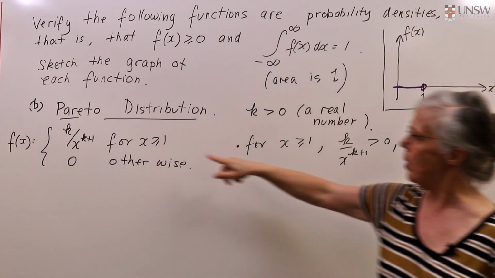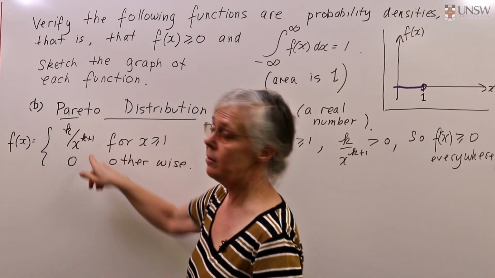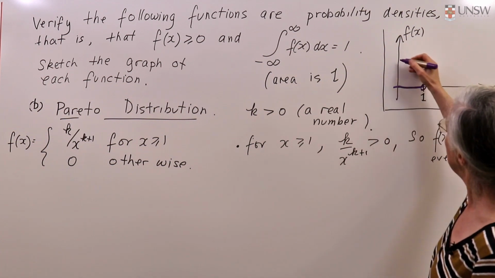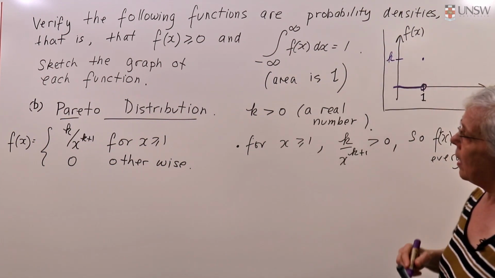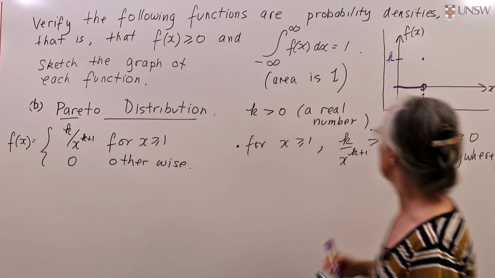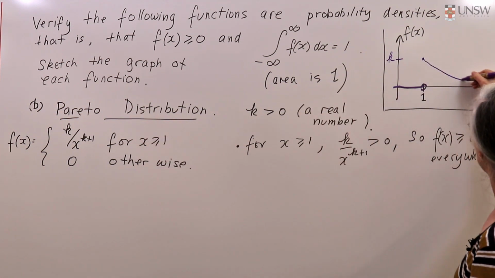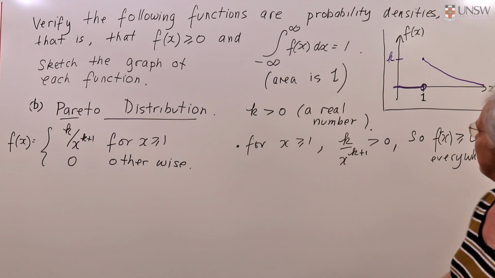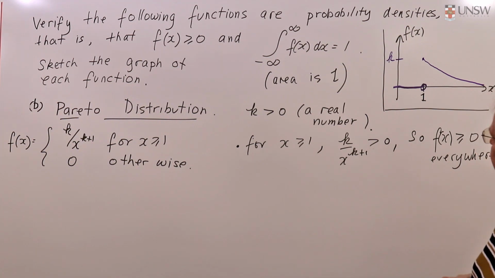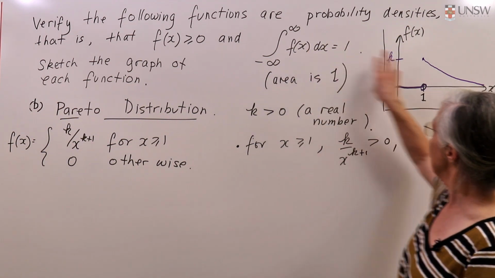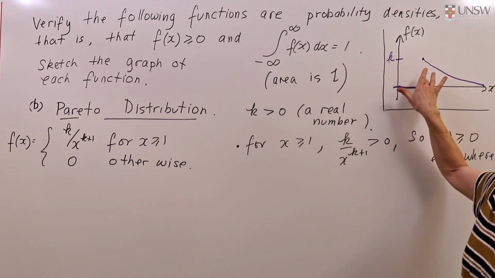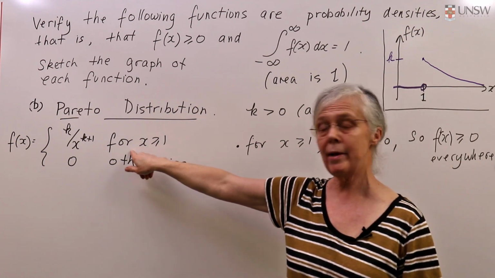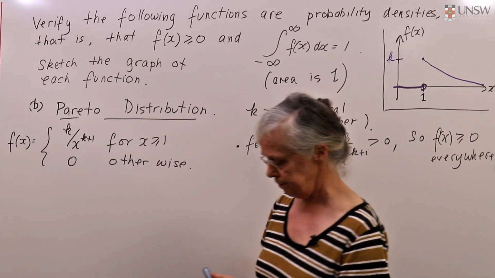And what happens at 1? When x is 1, our density function is going to be k on 1. And then when x is greater than 1, it just decreases. So the only thing the density function can look like is that. Okay, so there's our density function. The next thing we need to show is the area under this curve is 1. And I can't think of any way of doing this but integrating. So we need to integrate this and show we get 1.